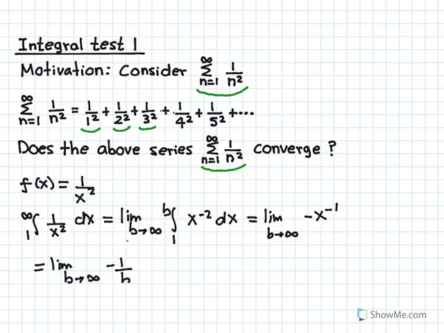This is equal to limit as b approaches infinity, negative 1 over b, minus 1. This is equal to limit as b approaches infinity, negative 1 over b, plus 1. Now, as b approaches infinity, negative 1 over b approaches 0, so the answer is just 1.